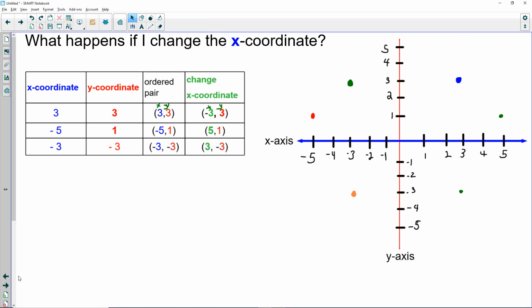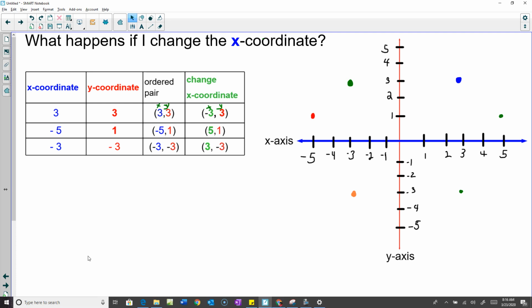Okay, guys, you should be back. I took a little break too to go get my coffee this morning. So hopefully you have added this example in your journal and thought about what happens when we change the x coordinates in an ordered pair.